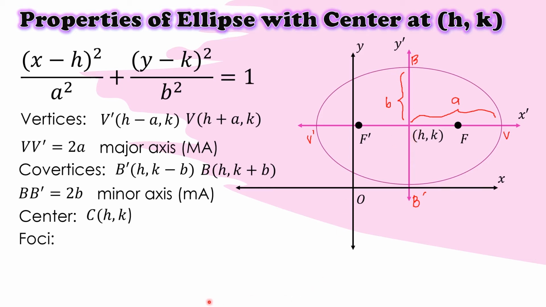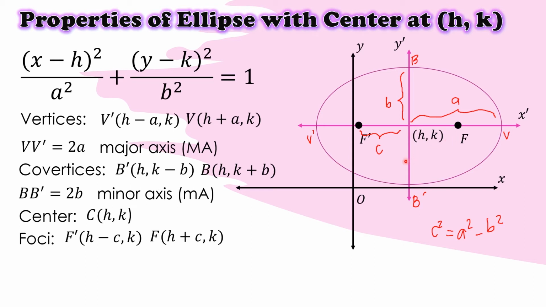The distance between the center of the ellipse and a focus is equal to c units. The relationship between a, b, and c is c squared is equal to a squared minus b squared. The coordinates of the foci will be at (h minus c, k) and (h plus c, k).